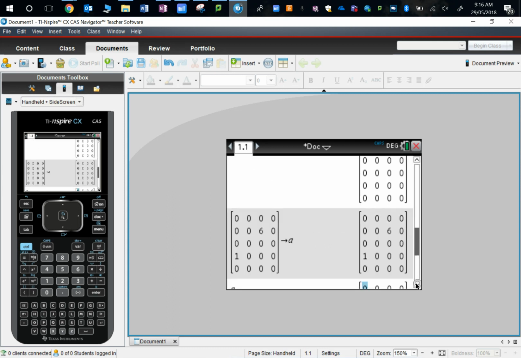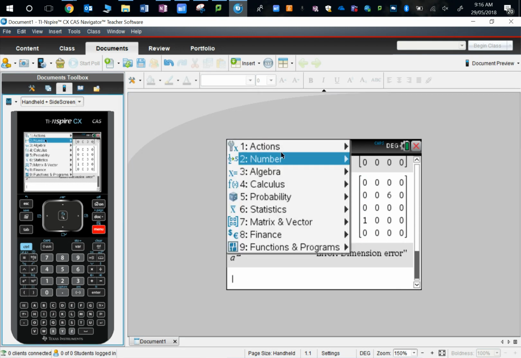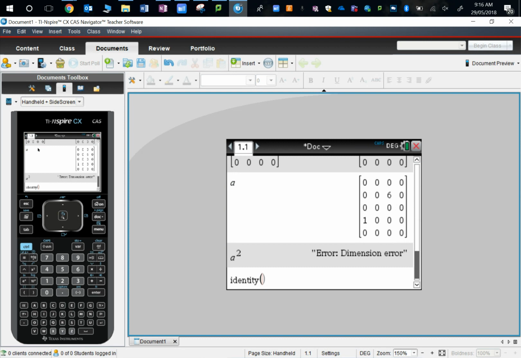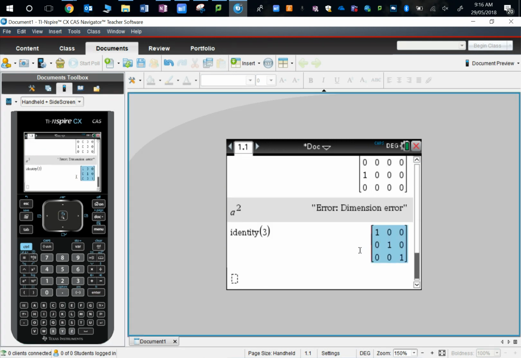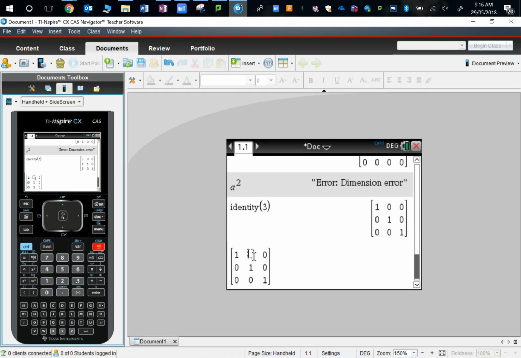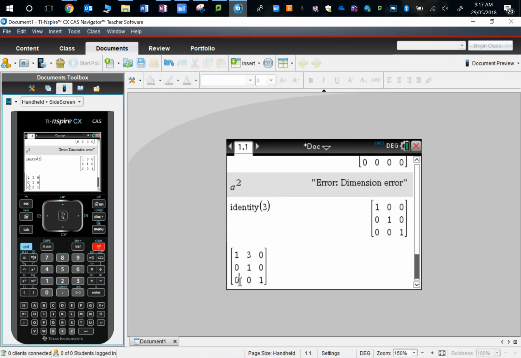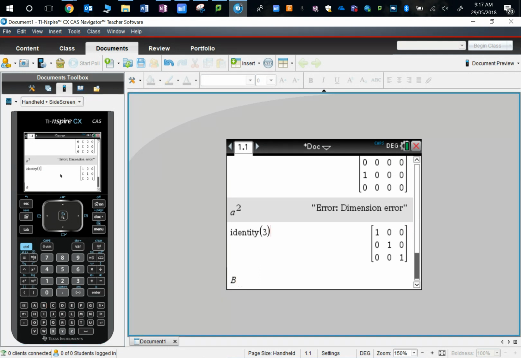I'm just going to make an identity matrix. It'll be easy. Okay, so menu, matrix, create, identity matrix 3 by 3. And I'm just going to copy that. And I'm going to just change a couple of numbers. All right, so I'm going to say this is B. Oh, nope, deleted.